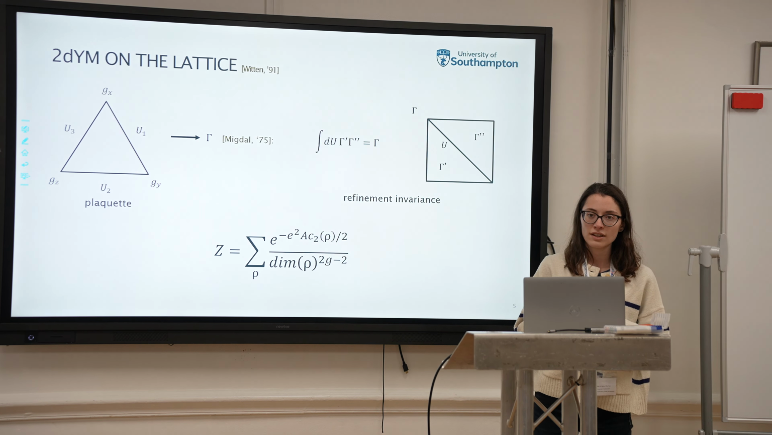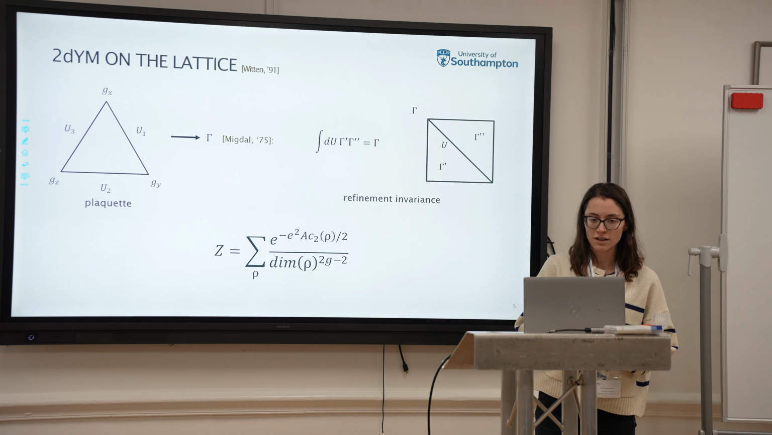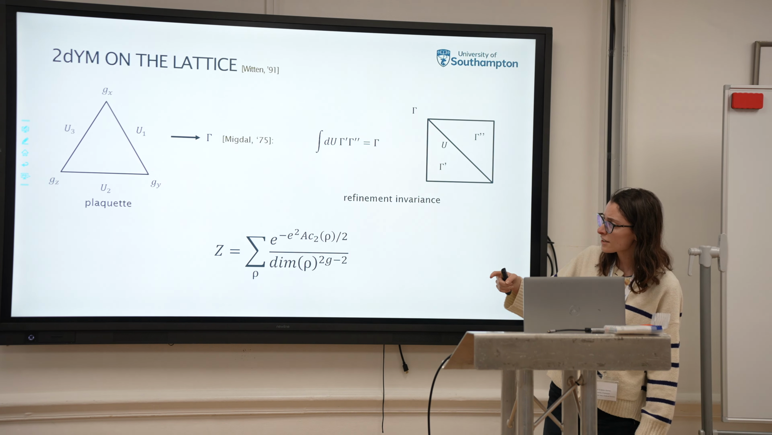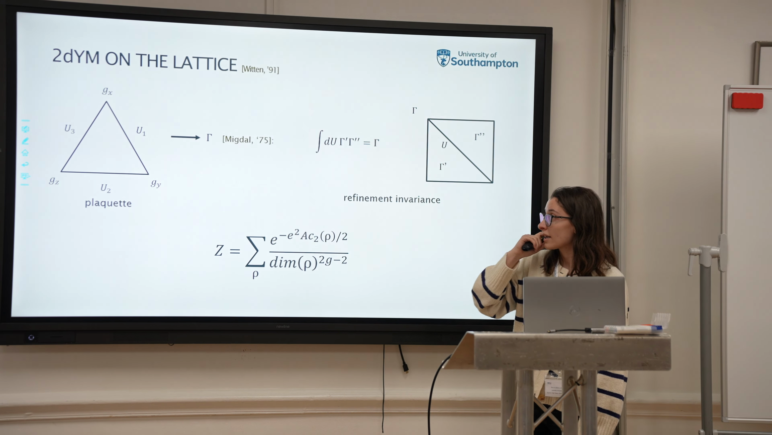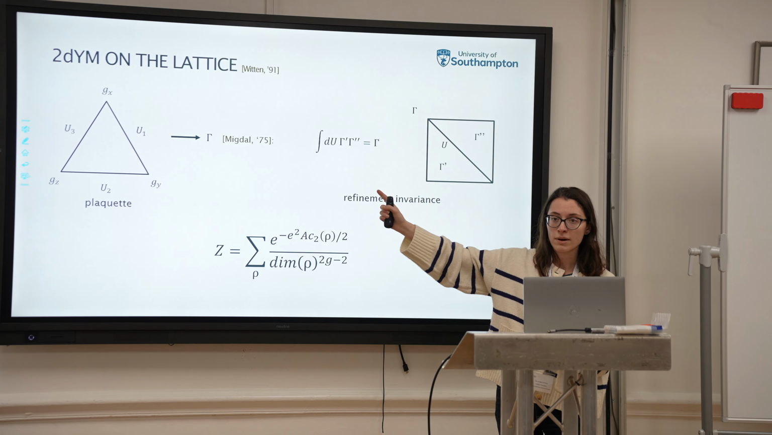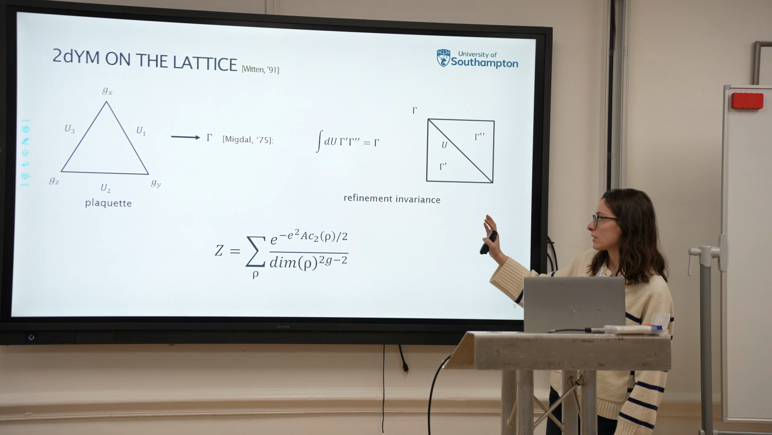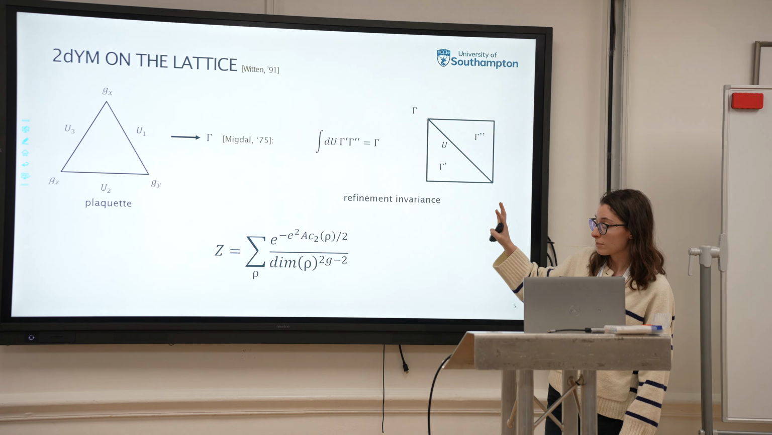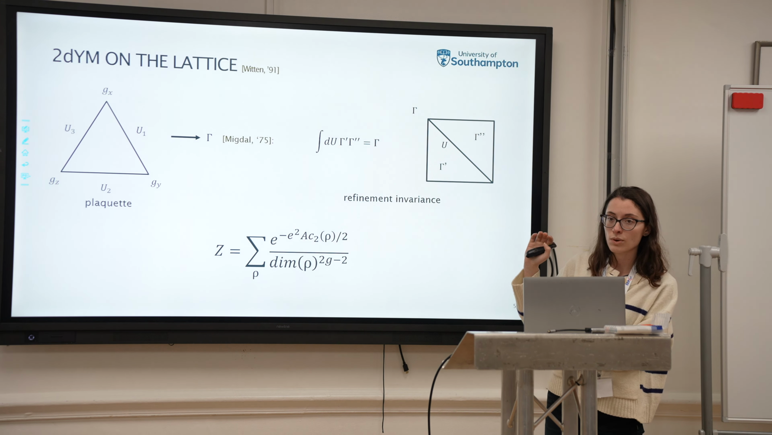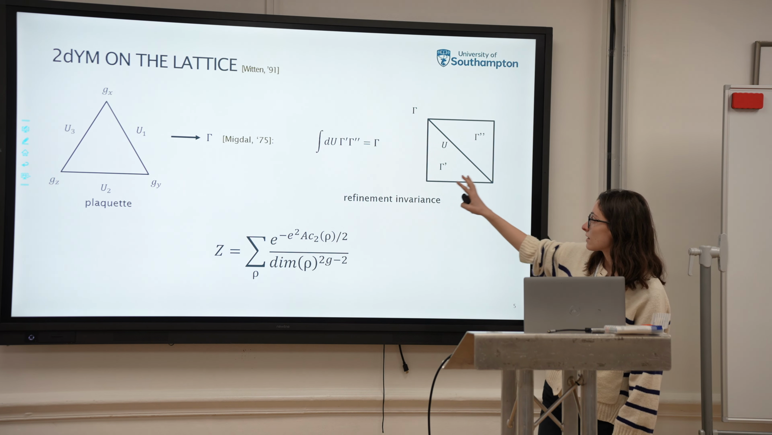To each plaquette you then have to assign an action, a function of your degrees of freedom. And this is not unique on the lattice. But there's a canonical choice given by Migdal. And we will be using this particular action that I denoted gamma because it makes the theory explicitly refinement invariant. And this is the crucial property of 2D Yang-Mills. This is the reason why it's exactly solvable. So refinement invariance is this statement here.